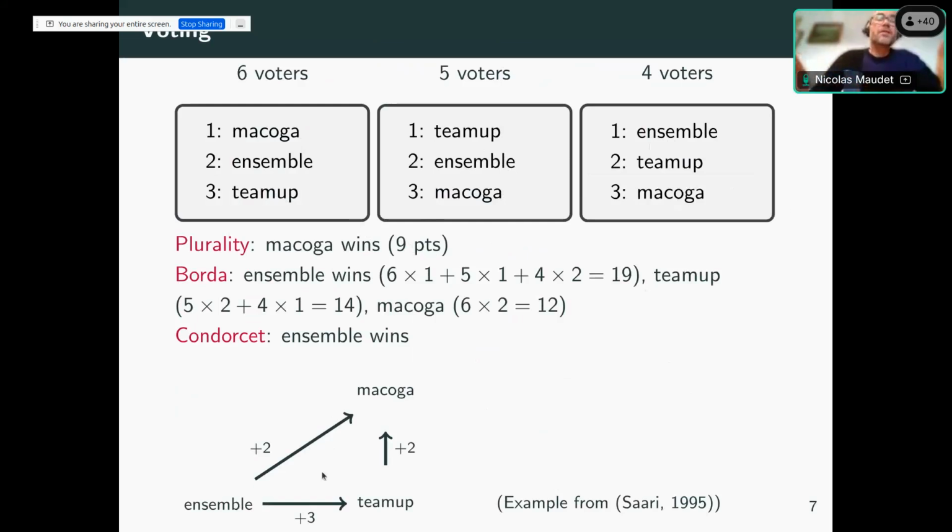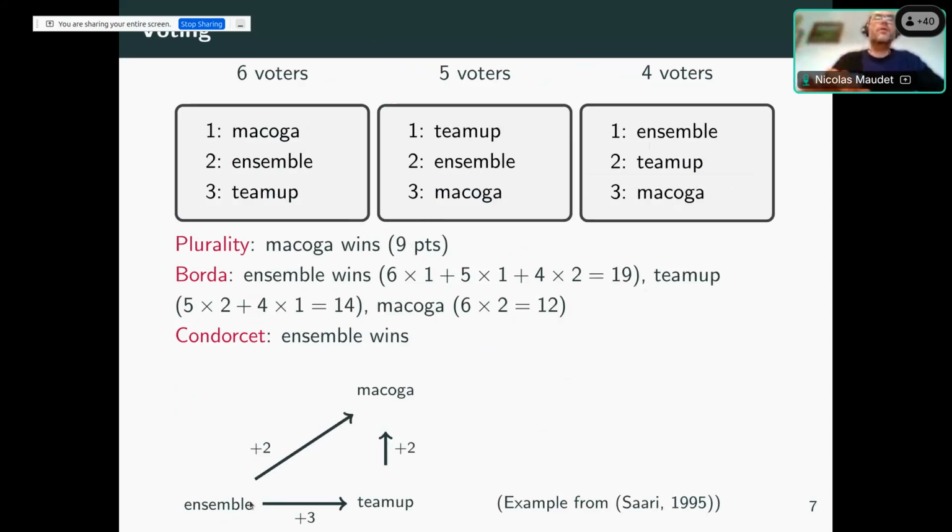And here it's very nice because in this majority graph, you have what is called a Condorcet winner, which is a candidate, an option, which wins over all the other ones. So this is an example taken from Sari. It's quite nice because you can see that what you actually got with plurality is completely the opposite compared to Borda and Condorcet.